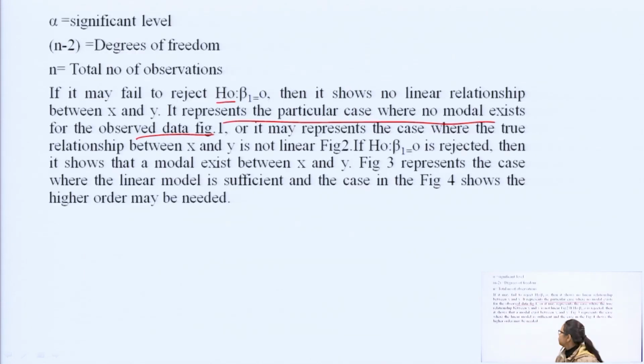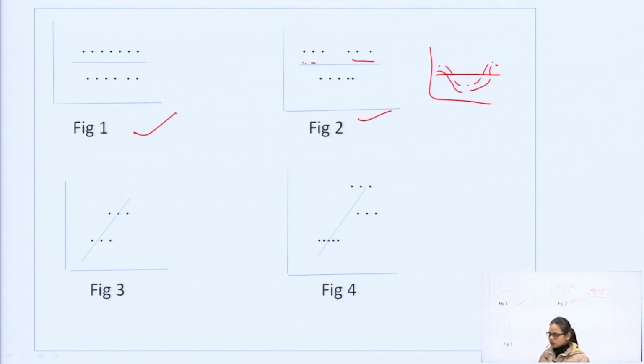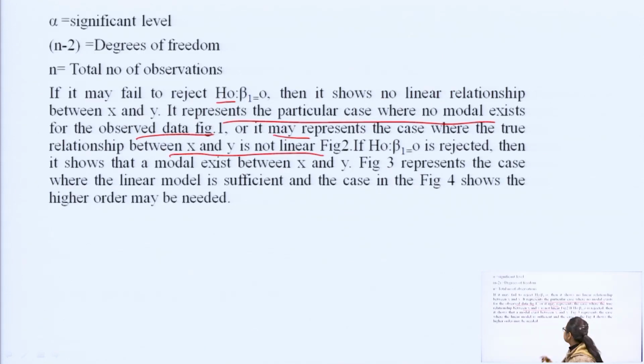Or it may represent the case where the true relationship between x and y is not linear, figure 2. In figure 2 it looks like this, so there is no true linear relationship between x and y.